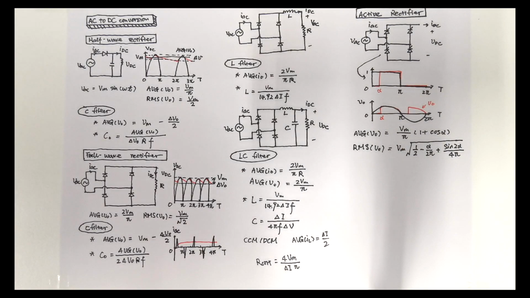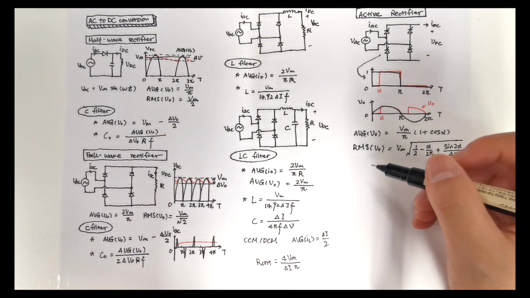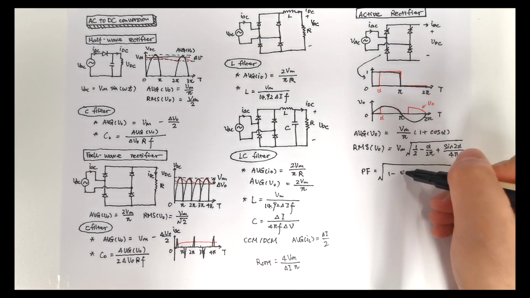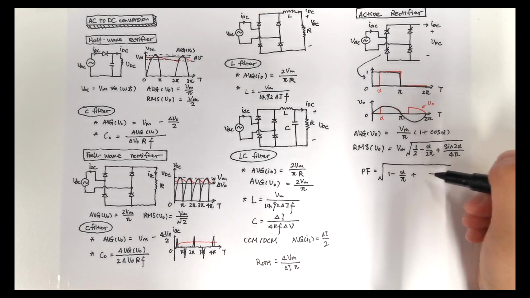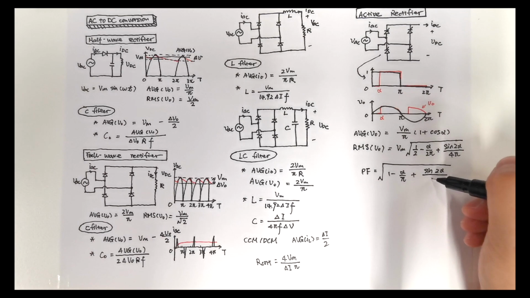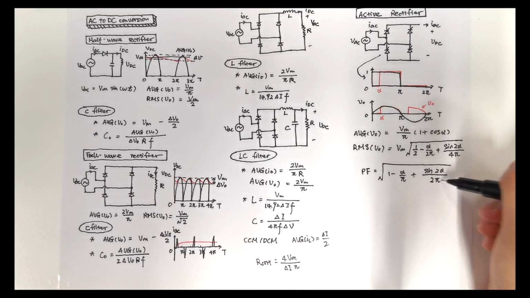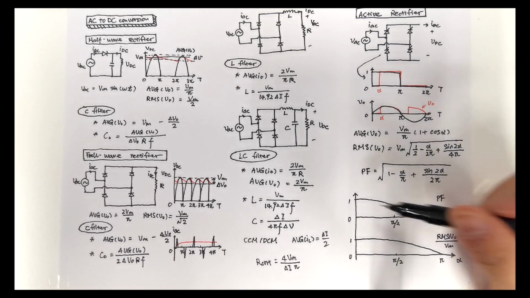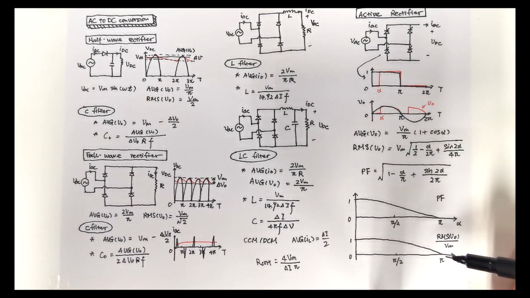The alpha also influences the power factor, which can be calculated as the square root of 1 minus alpha divided by pi plus sine 2 alpha divided by 2 pi. The angle shift, aka the alpha value, can influence the voltage conversion ratio, and the power factor looks like this. The higher alpha goes, the lower conversion ratio we have, and also the lower power factor we have.